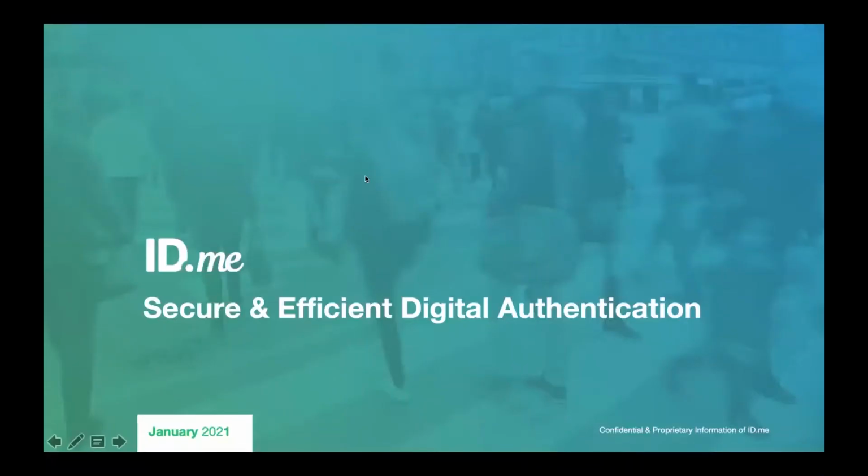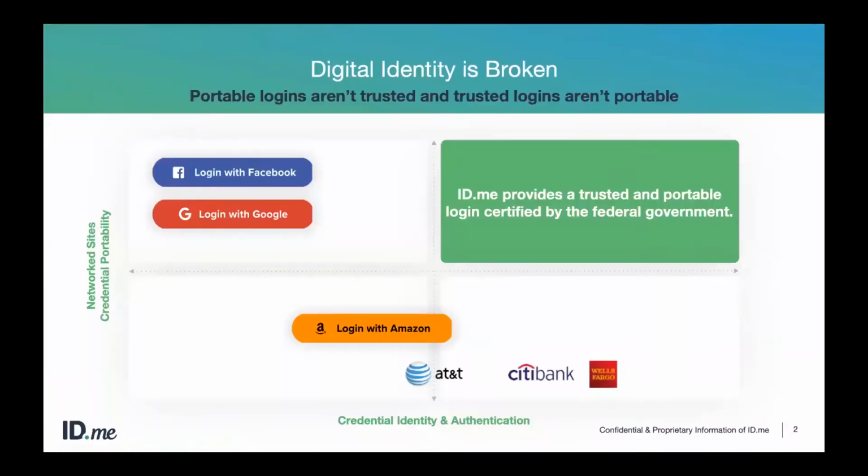Perfect. Yeah, so like Nancy said, I'm Celeste. I work at a company called ID.me, and what ID.me is at our core is a digital identity verification solution. And the problem that we're looking to solve is that digital identity is broken. So in the past, you have identities that exist that are portable and digital, but not necessarily trusted. So something like a Facebook or Google login. And that's because those are advertising companies.